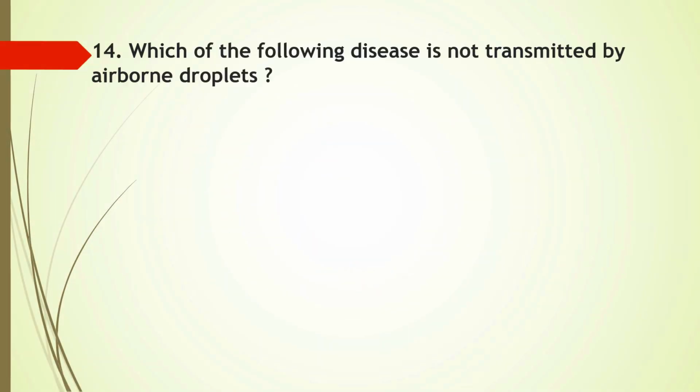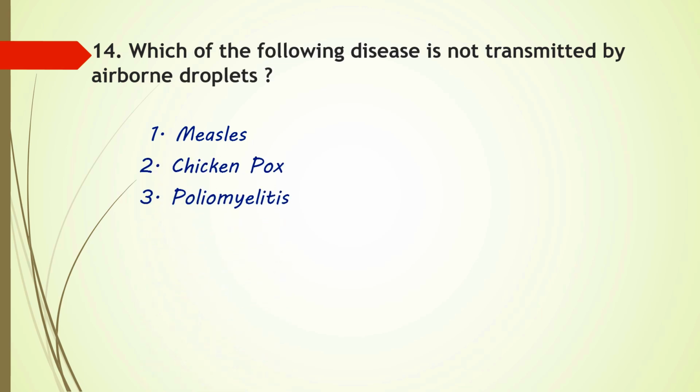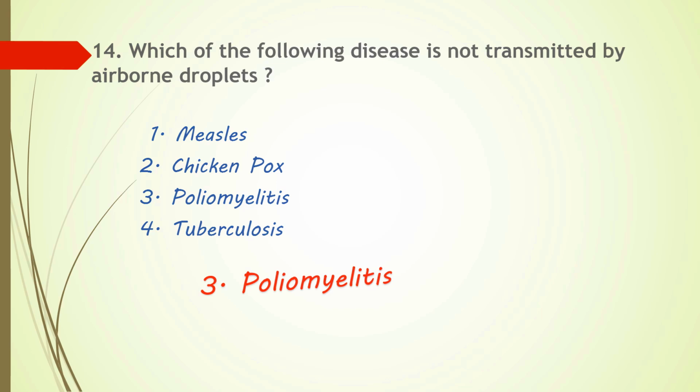Question number 14. Which of the following diseases is not transmitted by airborne droplets? Options are measles, chickenpox, option 3 poliomyelitis, or option 4 tuberculosis. Measles, chickenpox and tuberculosis are transmitted by airborne droplets. But poliomyelitis, which is caused by poliovirus, is a highly contagious virus that spreads through direct contact with an infected person. That means fecal-oral route via contaminated food or water. So here option 3 poliomyelitis is not transmitted by airborne droplets.